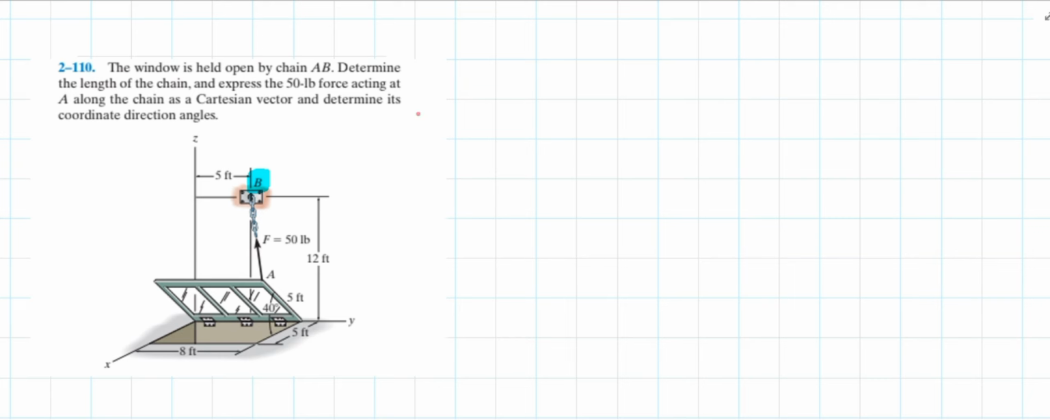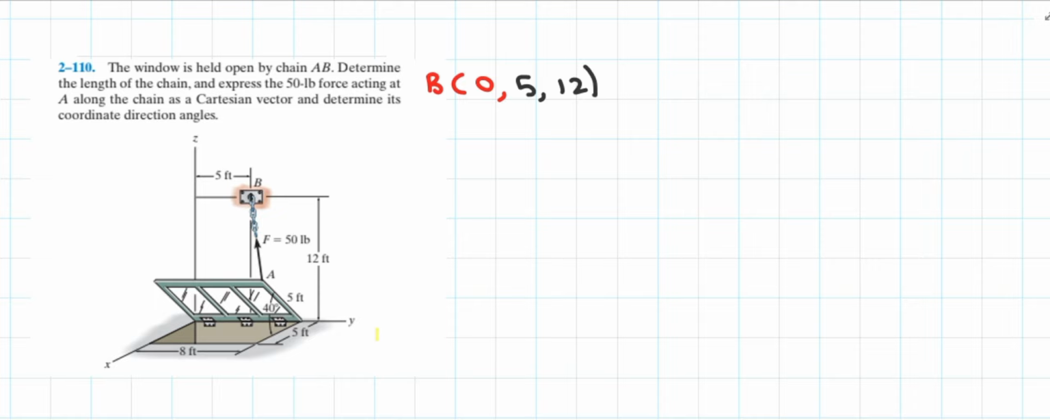So the location of point B can be written as B (0, 5, 12). The 5-foot distance is the positive Y value in point B, and the 12-foot distance is the positive Z value in point B, because this 12-foot distance is indicating vertically upward. And the 5-foot distance is indicating the right-hand side, so they both are positive. This is the location of point B.